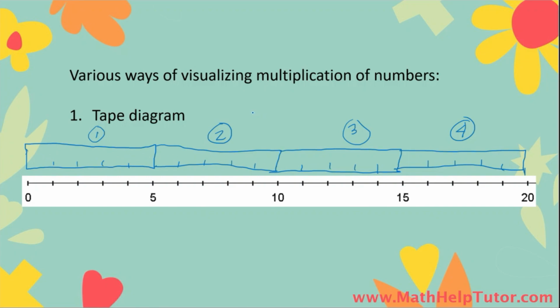So this can also be written as a strip that is 5 numbers long multiplied by 4, meaning there are 4 of these strips, and that is equal to 20. Now you can see that this also shows us that 5 multiplied by 4 is actually 5 plus 5 plus 5 plus 5, which is equal to 20. So 5 times 4 is the same as 5 plus 5 plus 5 plus 5, which is equal to 20.